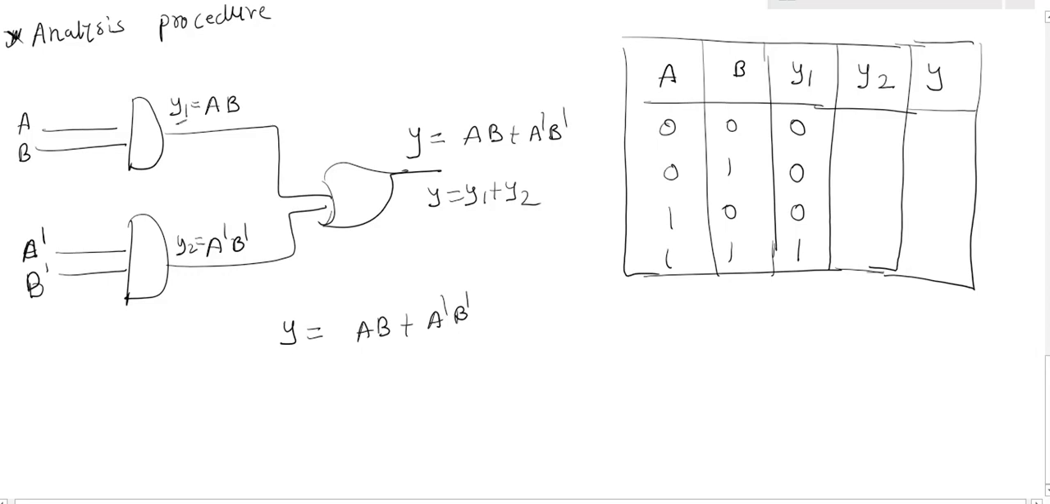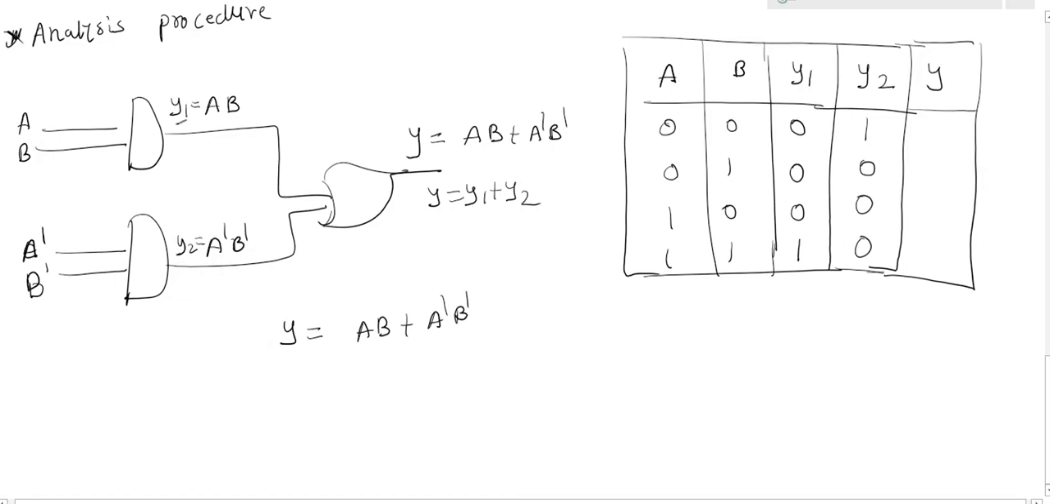Now Y2. Y2 is A bar B bar. When A is equal to 0, B is equal to 0, what will be the Y2? Y2 is equal to A bar B bar, so A bar is 1, B bar is 1, giving 1. Then for A is 0, B is 1: A bar is 1, B bar is 0, giving 0. Then 1, 0 gives 0. Then 1, 1 gives 0. This is Y2.